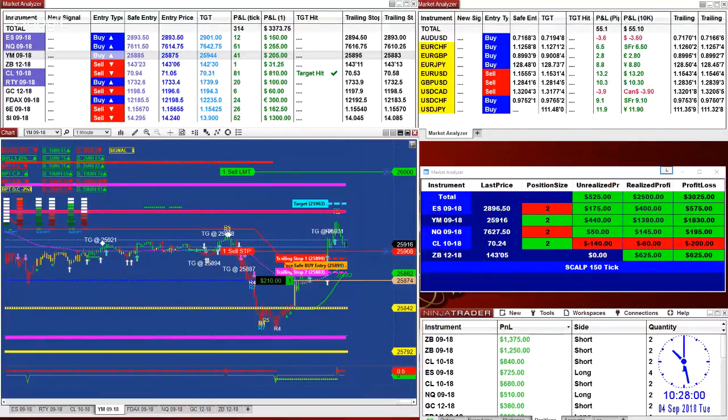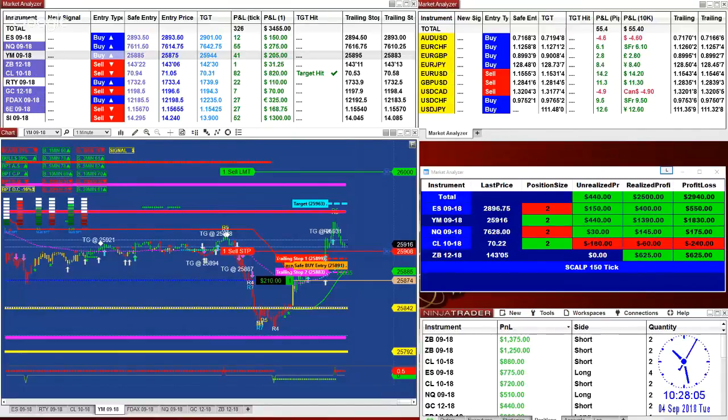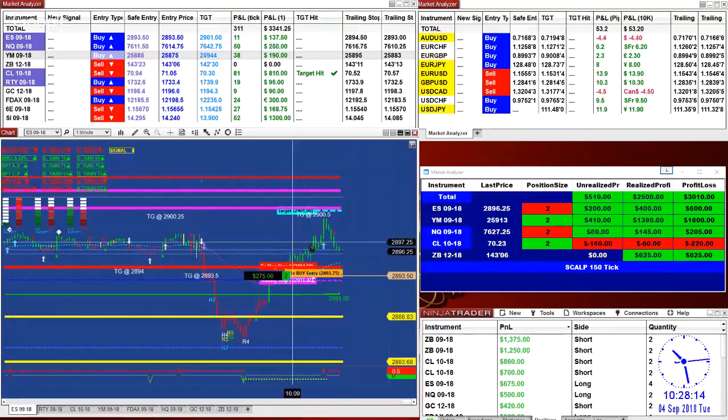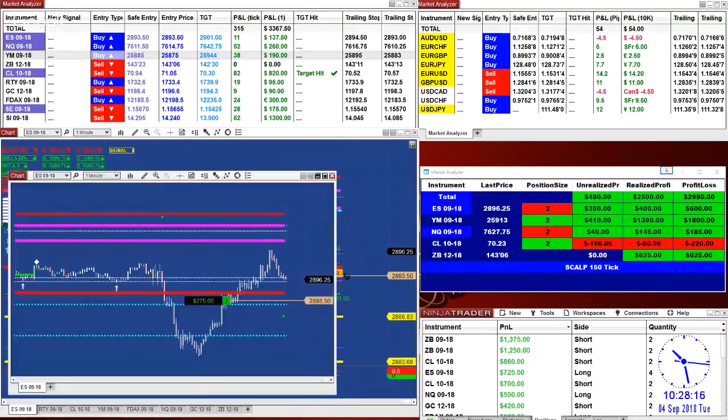If this market, if on this ES, if this market is diving into trouble, as an example right now, this is the ES trade. Let me go back to the ES trade. This is your ES trade. Let me look at the clean picture.